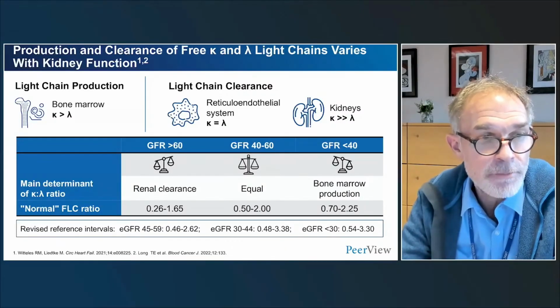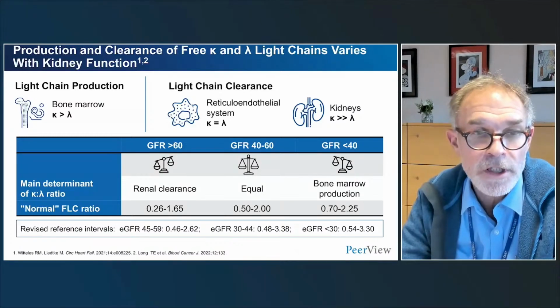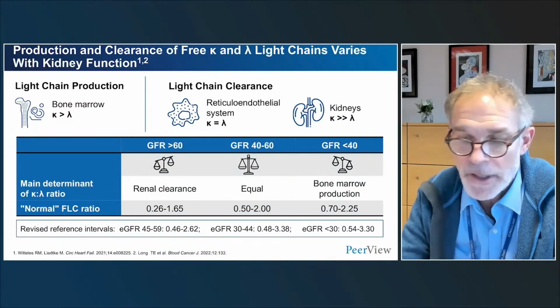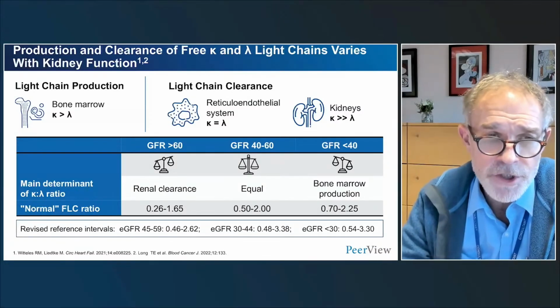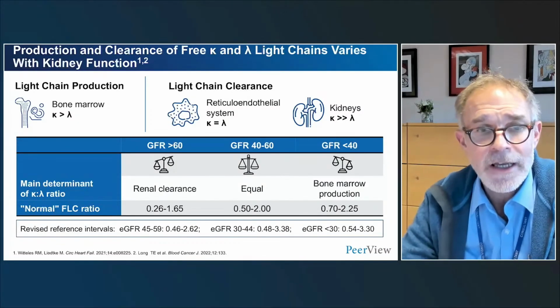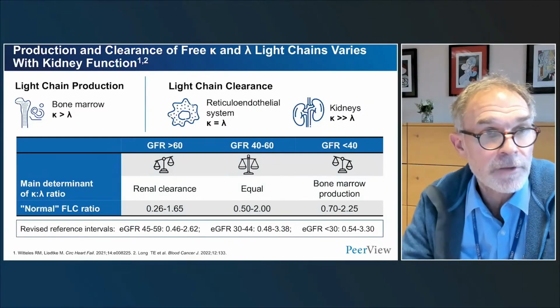And you can see at the bottom there some revised reference intervals for the normal polyclonal ratio depending on GFR. So our patient's ratio was 48, and you can see that that's markedly abnormal regardless of GFR.